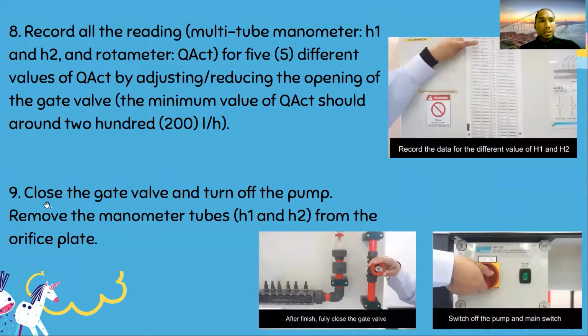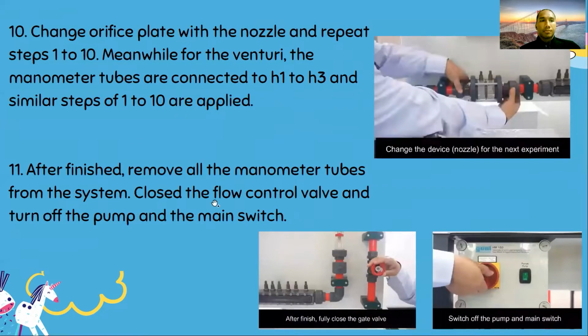The 9th step is close the gate valve and turn off the pump. Remove the manometer tube H1 and H2 from the orifice plate. So after we finish, close the gate valve and switch off the pump and the main switch. The 10th step is change the orifice plate with the nozzle and repeat steps 1 to 10.